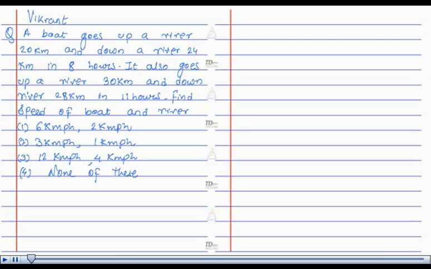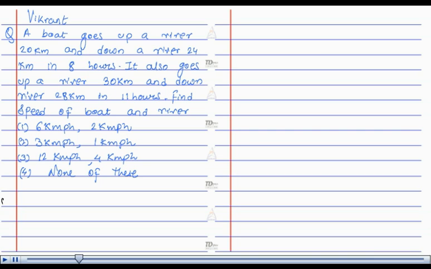Hello, I am Vikrant. The question is, a boat goes up a river 20 km and down a river 24 km in 8 hours. It also goes up a river 30 km and down the river 28 km in 11 hours. Find the speed of the boat and the river.